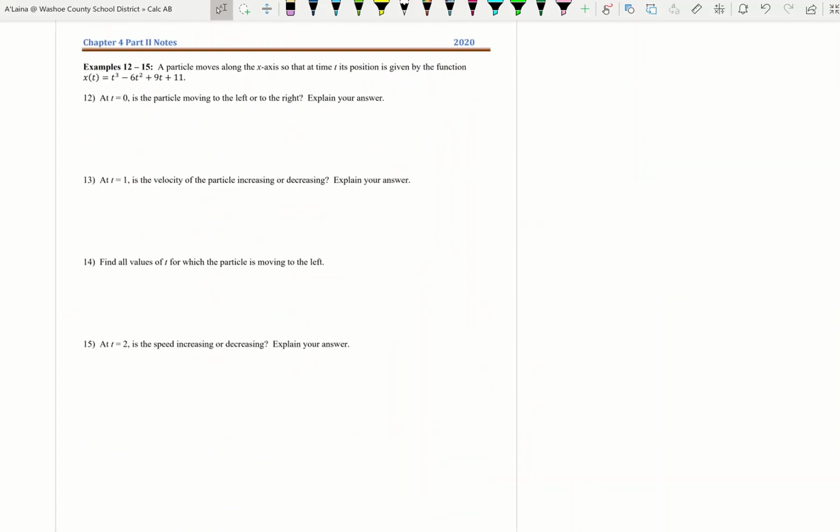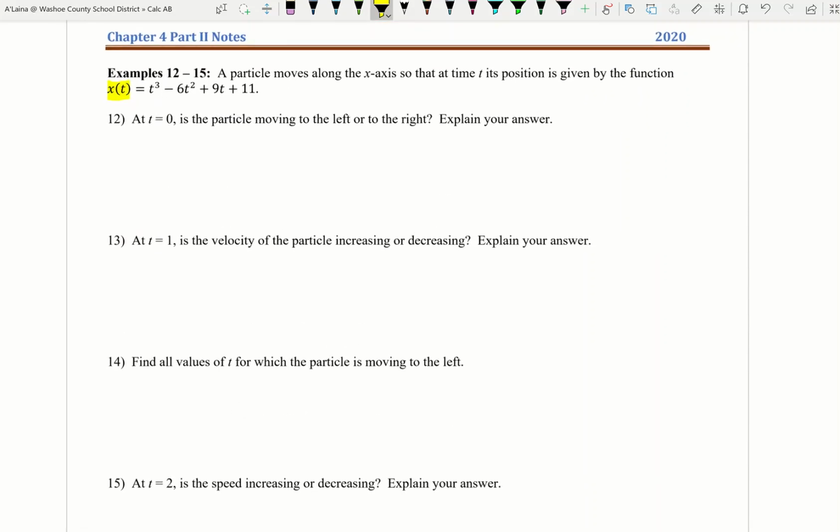This one, a particle moves along the x-axis so that at time t, its position is given by this function. Oh, look, a little different notation this time. Instead of s, we used x of t. Totally okay. We can use any variables that we'd like. We just have to have them communicated clearly.